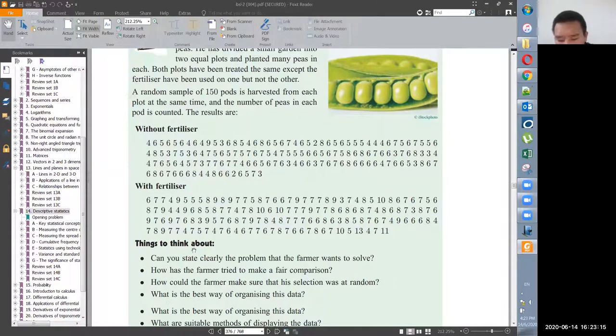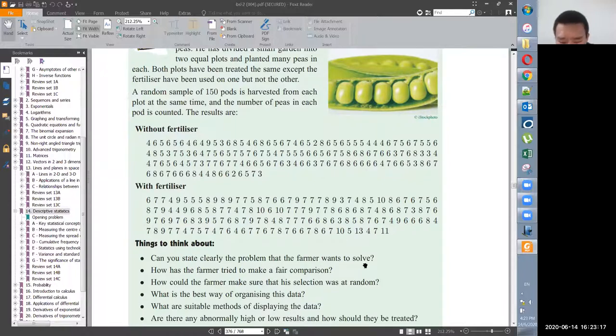All right, so can you state clearly the problem that the farmer wants to solve? Basically, I think the farmer wants to know whether with fertilizer he's getting a better harvest or not, from the data. And how has the farmer tried to make a fair comparison? Two plots of land and the same farmer, so the same skill set and almost the same condition, one with fertilizer and one without fertilizer.